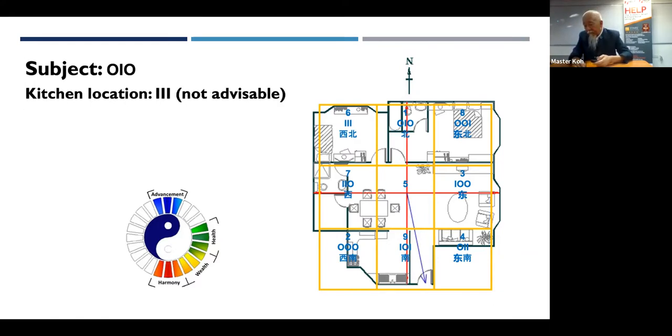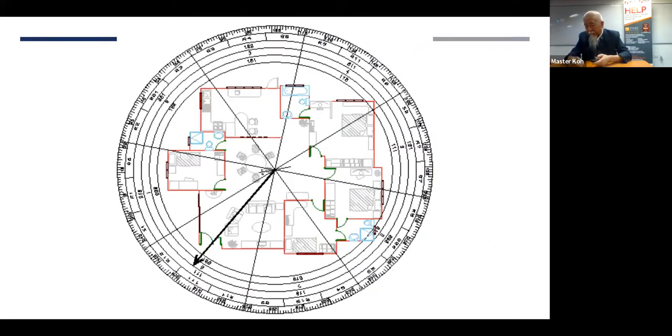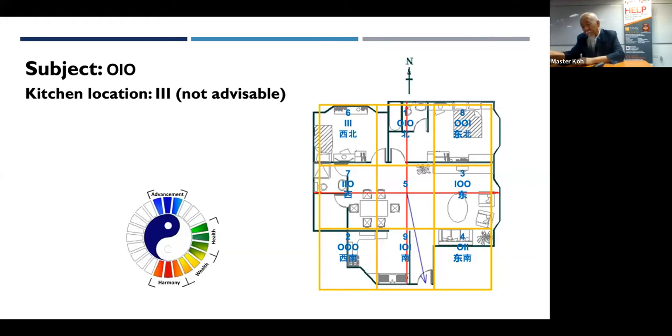Oh, kitchen, sorry, I made a mistake. Now come back to the same first house that we showed. The door is 1, 1, 0, 1. The subject is 0, 1, 0. Where is the kitchen? The kitchen is here. This is the kitchen. This is the door. The kitchen is 1, 1, 1. This bedroom is 0, 0, 0, 1. The hall is 1, 0, 0. And this other area here, the living area, is 1, 1, 0.